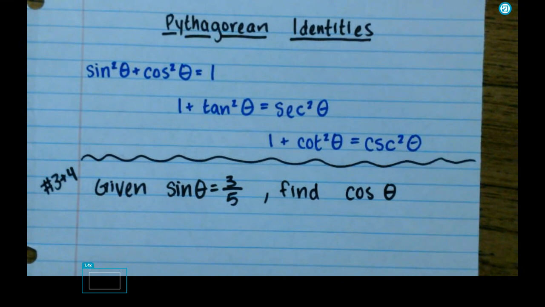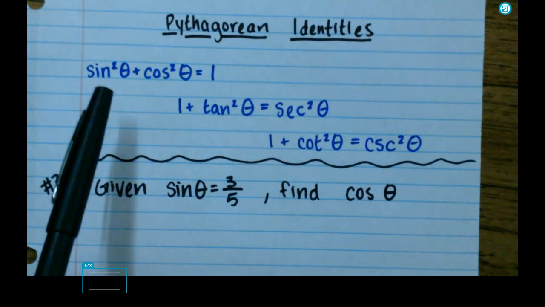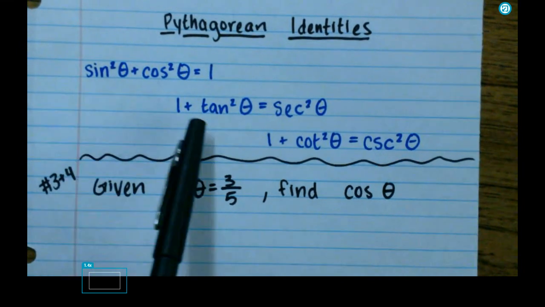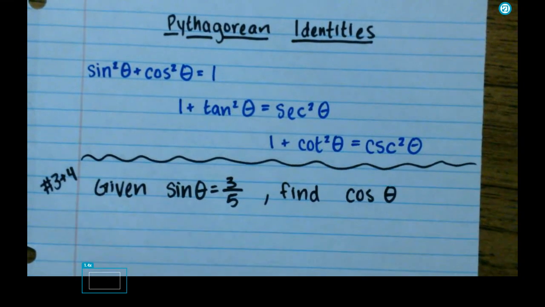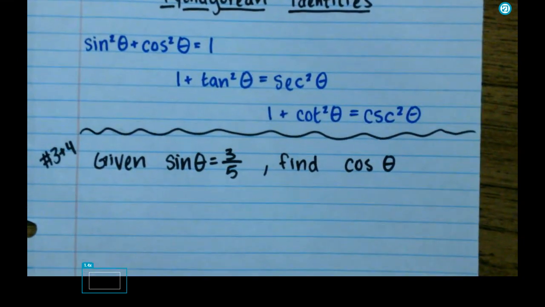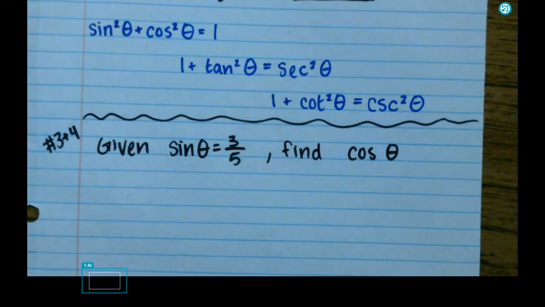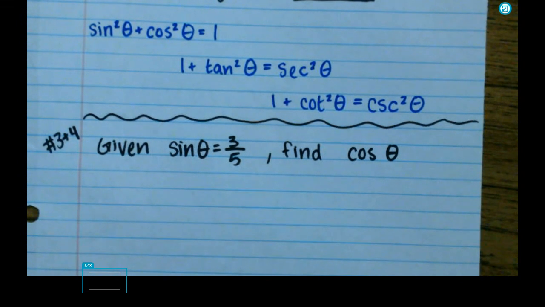So, if we're given sine and want to find cosine, we want to use this. Let's say we were given tangent and want to find secant, we would use this. Given cosecant and want to find cotangent, we would use this. So use the right formula, or identity, I guess. And we are just going to plug in sine of theta.